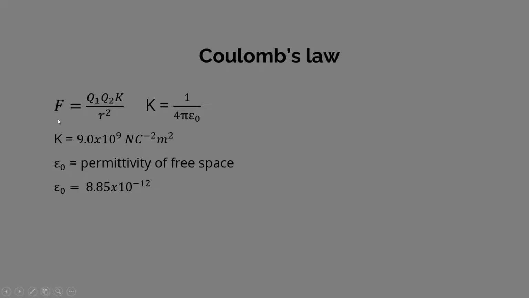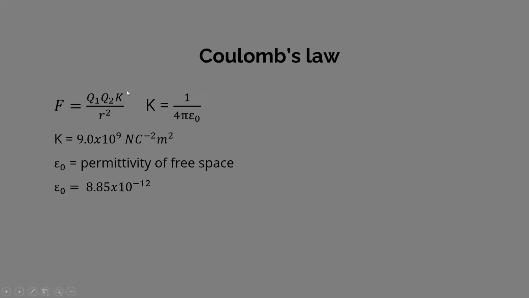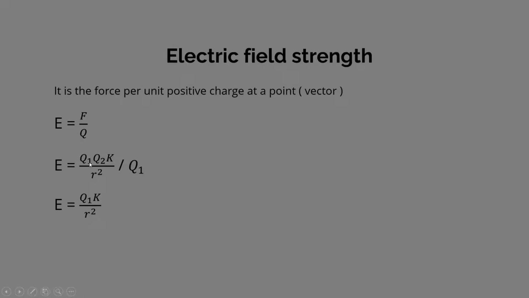You can memorize these any way you like. You can memorize it as such, or you can substitute K, this value, inside. Don't worry about memorizing these values because they'll be given in your data booklet. Electric field strength is the force per unit positive charge at a point, and it's a vector, where E equals F over Q. Using the formula that we derived earlier, it's divided by Q1 or the other charge. It can be any charge, honestly, which will give you Q1 times K over R squared.